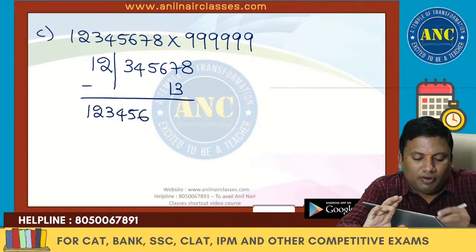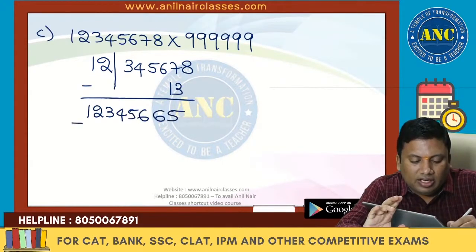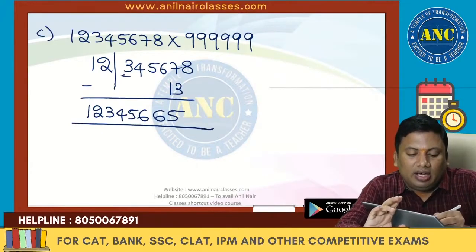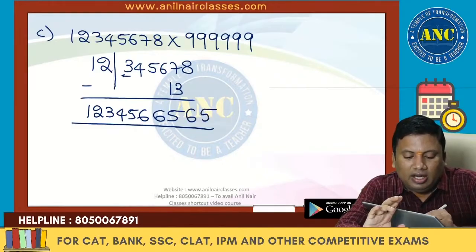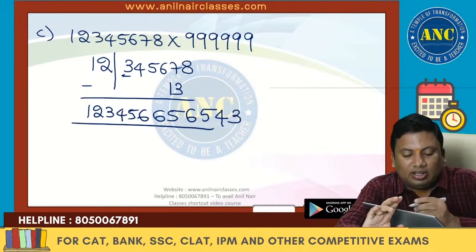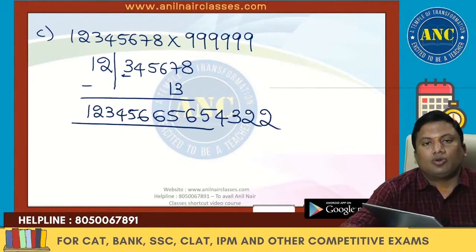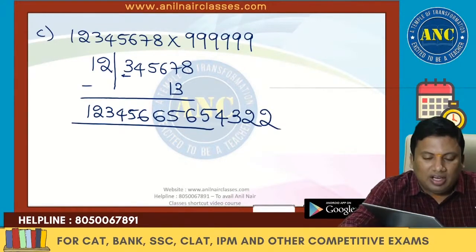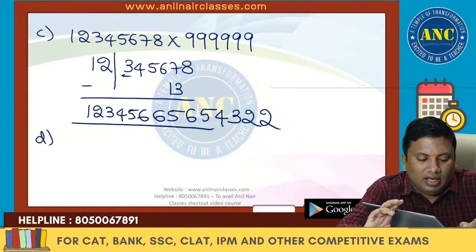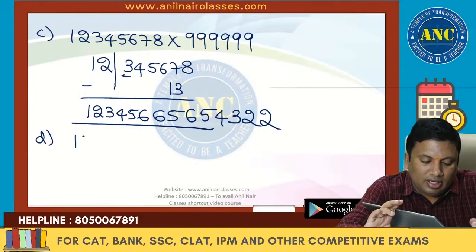123456, 78 minus 13, 65. 9 minus 3, 6. 9 minus 4, 5. 9 minus 5, 4. 9 minus 6, 3. 9 minus 7, 2. 10 minus 8, it is 2. Try to do subtraction. You will find this method to be extremely easy.